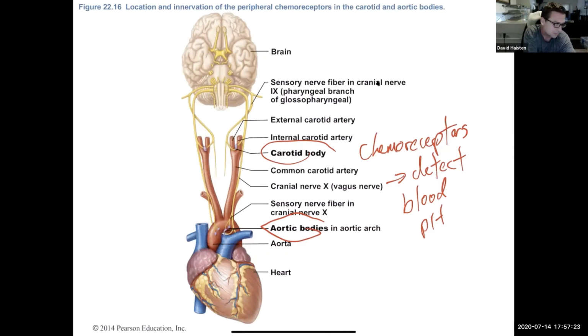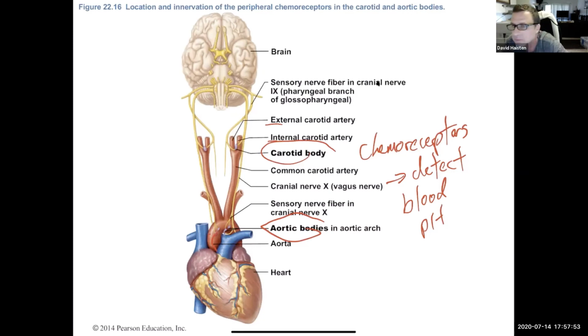Okay, so you have these peripheral chemoreceptors, the carotid body, right here in between external and internal carotid artery, and you have aortic bodies in the aortic arch. Basically, they're picking up on what oxygen levels are like in blood heading out the systemic circuit. So as blood's ejected out the left ventricle, moves through the aortic arch, the aortic bodies pick up on what the oxygen content's like.